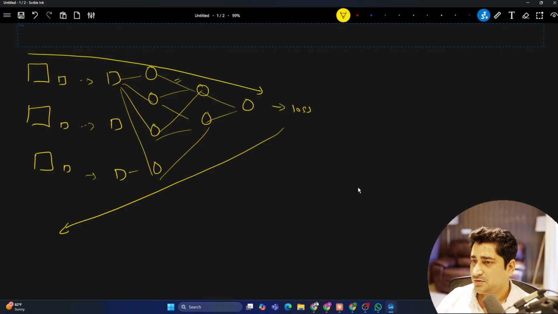And this is what is called training in the case of a convolution neural network. Doesn't matter what kind of convolution neural network we build, whether it's a vanilla convolution neural network or a ResNet kind of convolution neural network, this is what is going to happen.